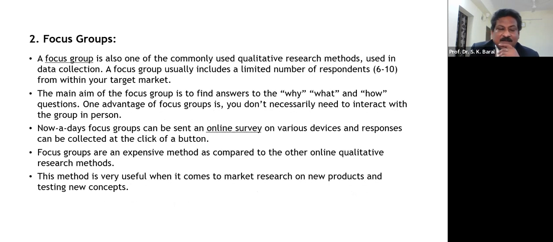And the next is focus group. Focus group is commonly used in qualitative research. A group usually includes a limited number of respondents, like 6 to 10 for a group. And the purpose of this method is to find answers through why, what, and how questions.